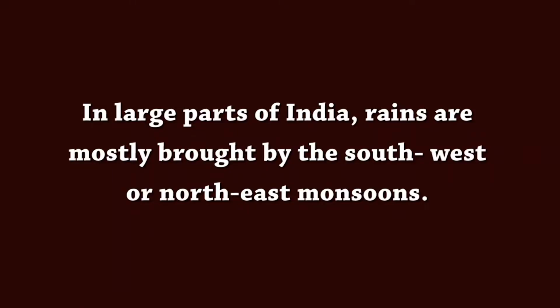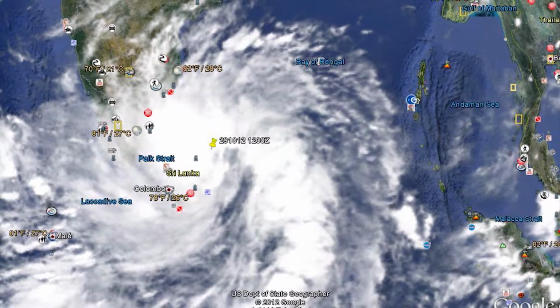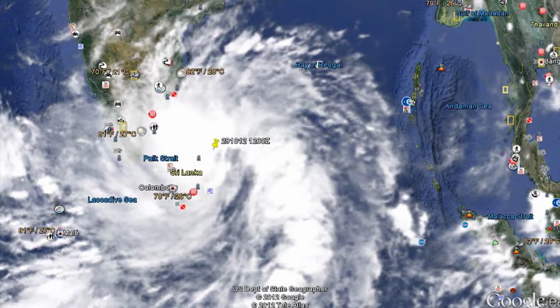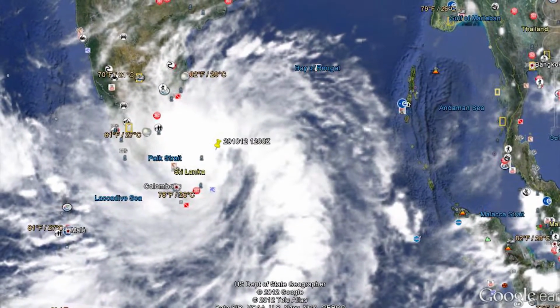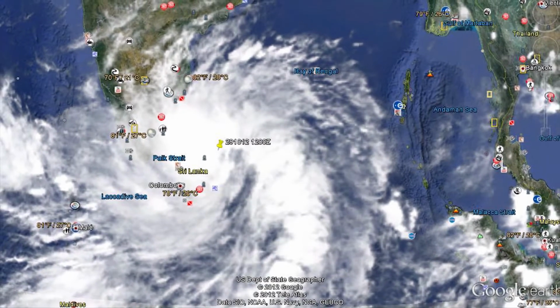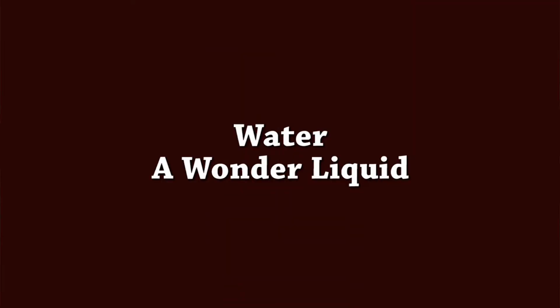Rainfall patterns are decided by the prevailing wind patterns. In large parts of India, rains are mostly brought by the southwest or northeast monsoons. We have also heard weather reports that say depressions in the Bay of Bengal have caused rains in some area. Now we are going to see water.